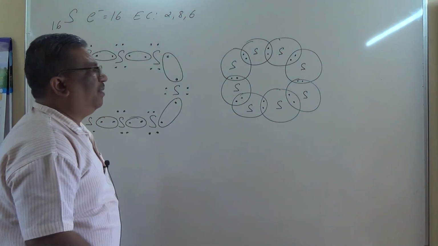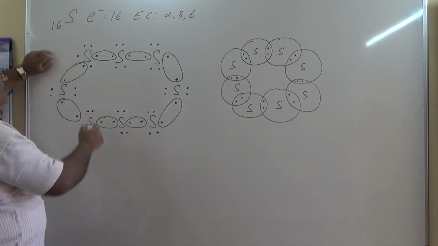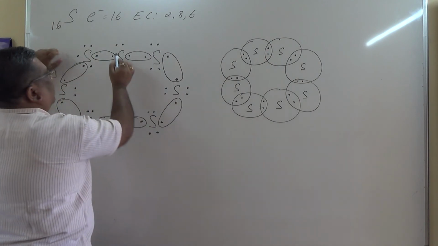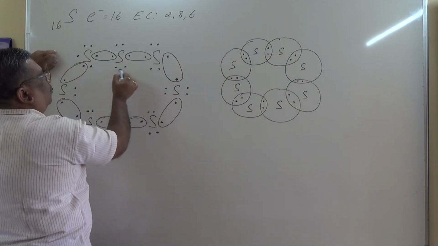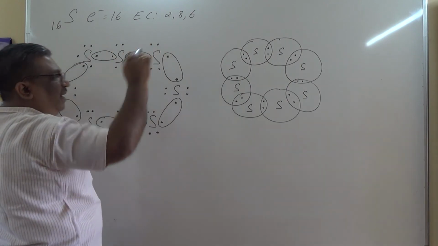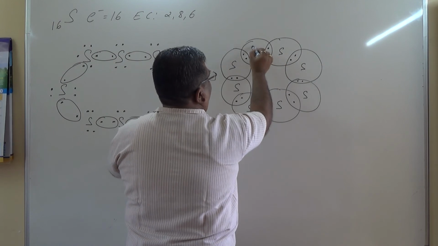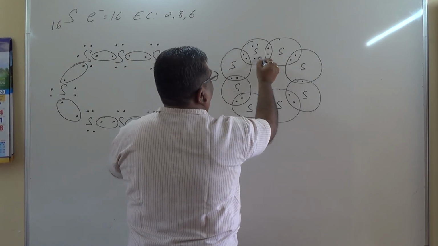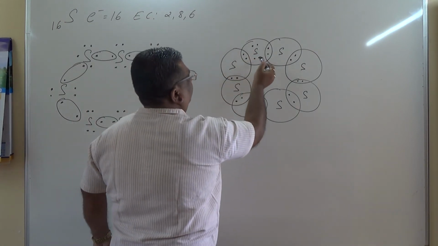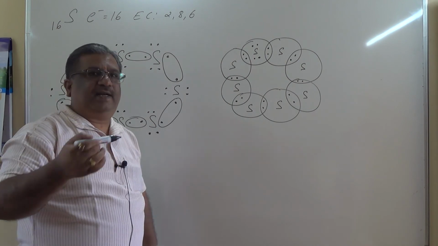Now the remaining electrons. If I consider this sulfur atom, 2 over here and 2 over here have been shared, another 4 are remaining, isn't it? 1 is shared here, 1 is shared here, 4 are remaining. Count whether 8 electrons are there: 1, 2, 3, 4, 5, 6, 7, 8. Counting should take into account the shared electrons also.